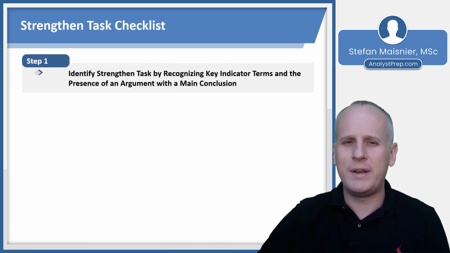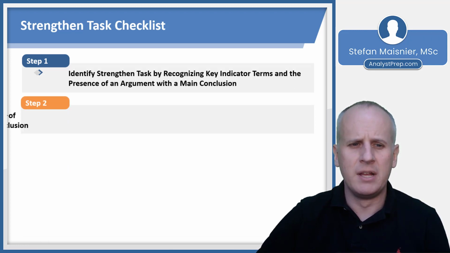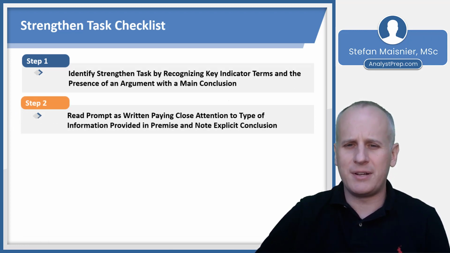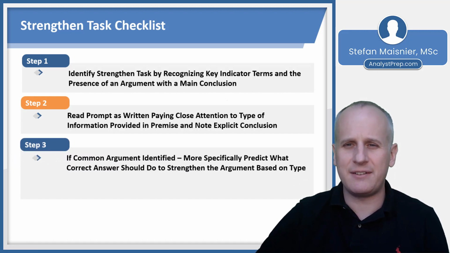So when you engage with strengthen tasks, first, obviously, you need to identify the strengthen task by recognizing a key indicator term and just the presence of an argument with a main conclusion. Then you want to read the prompt as written, paying close attention to the type of information provided in the premise, and always note the explicit conclusion that's provided. If you can identify a common argument, you can more specifically predict what the correct answer should do to strengthen that argument based on the type that you've identified.